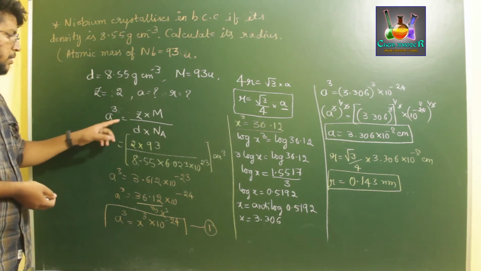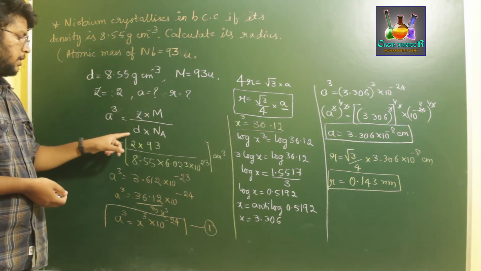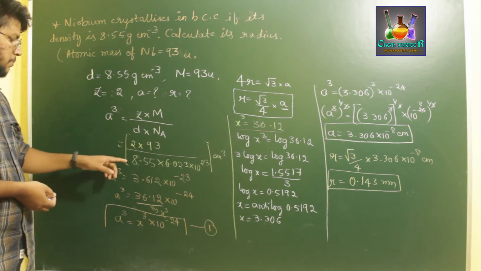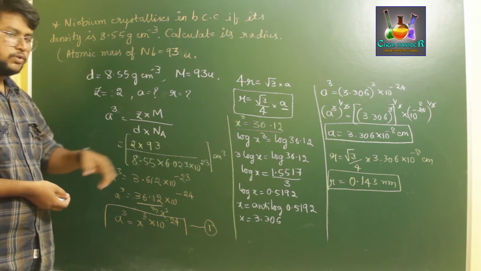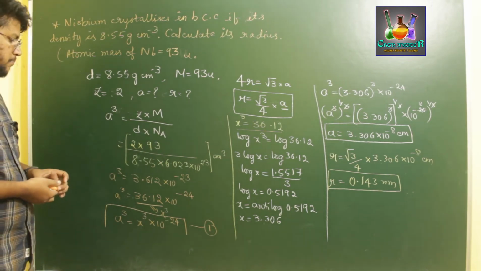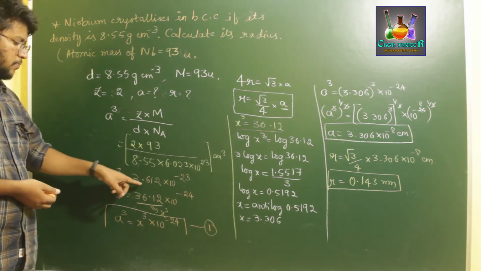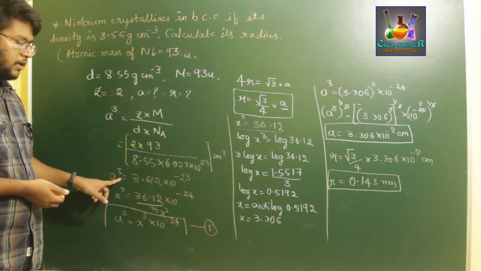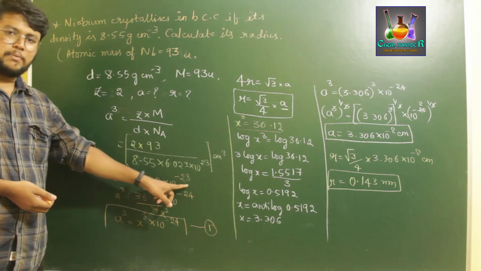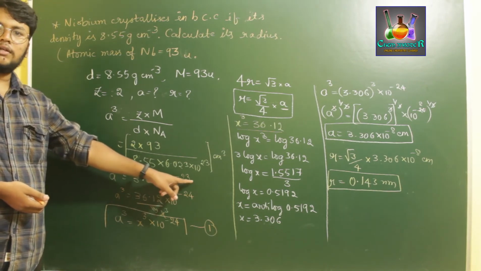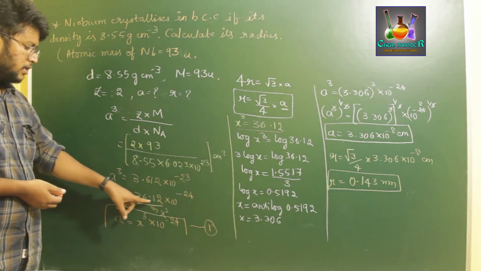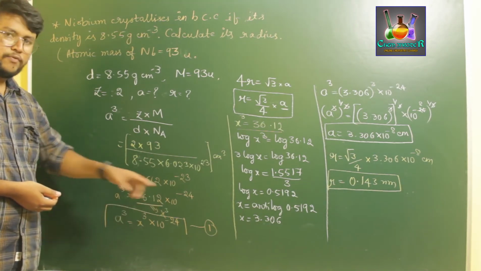So now a cube will be equal to Z into M divided by D into NA. On substituting those values, 2 into 93 divided by 8.55 into 6.023 into 10 to the power 23, we get a cube as 3.612 into 10 power minus 23. In order to solve the cubes, you need to keep the multiples of the cube on the right hand side. Therefore, a cube will be equal to 36.12 into 10 power minus 24.